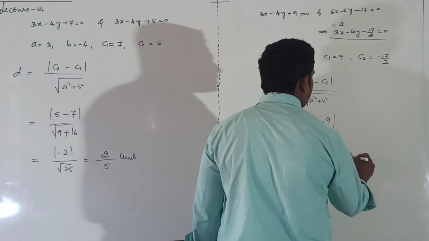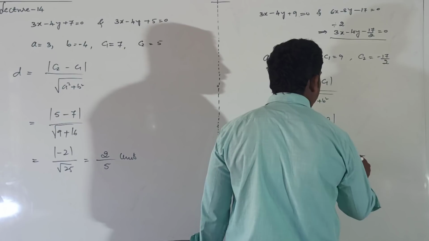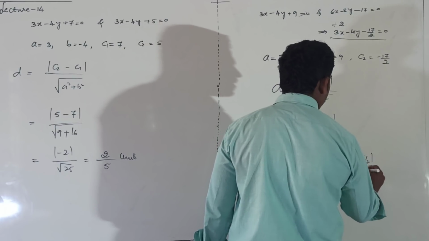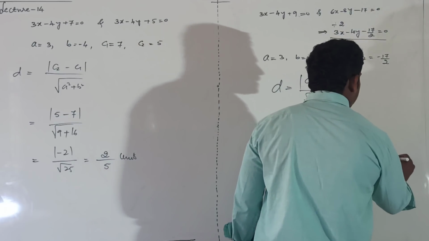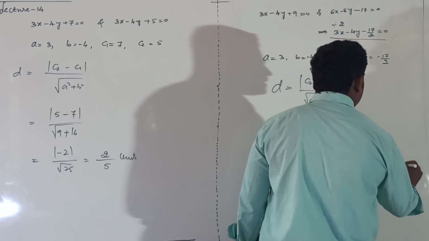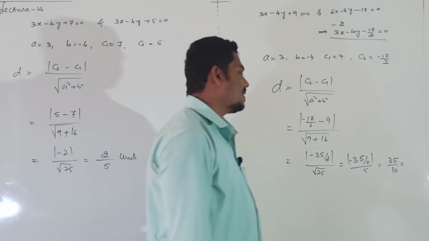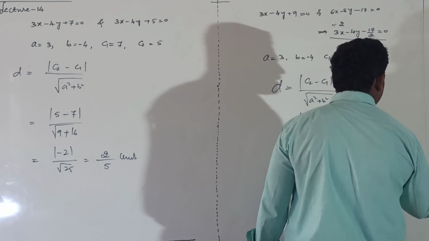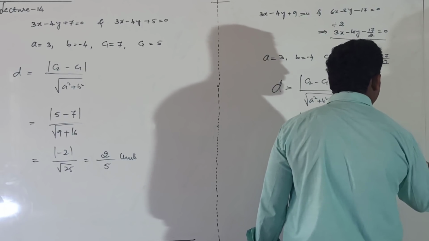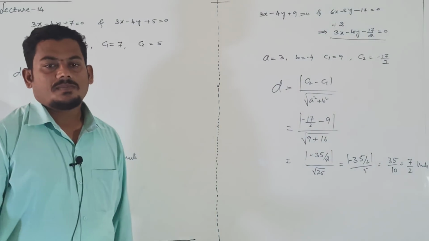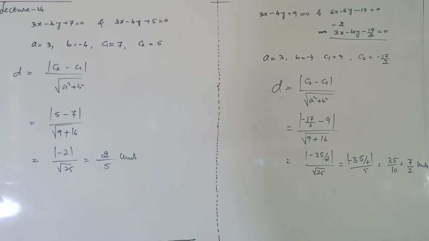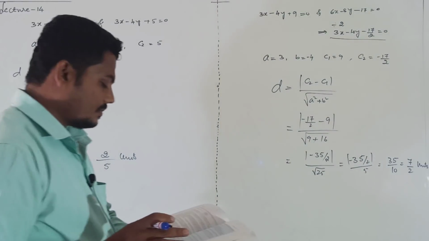That's equal to modulus of minus 35 divided by 2, divided by 5. That's equal to 35 divided by 10, or else you can write 7 divided by 2 units, or else you can write 3.5 also. Both are one and the same: 3.5 or 7 divided by 2 units. Next, next problem.